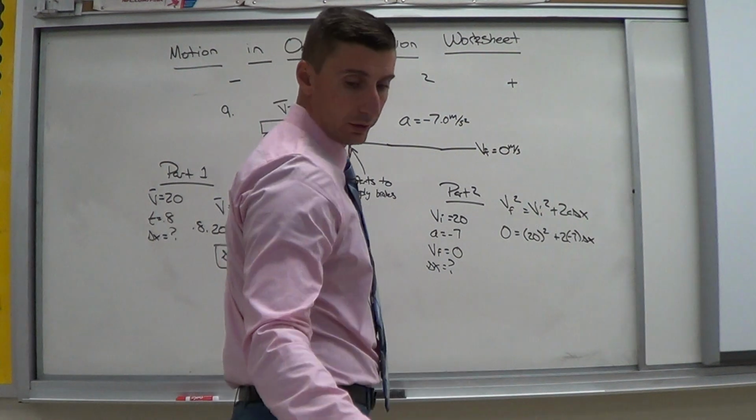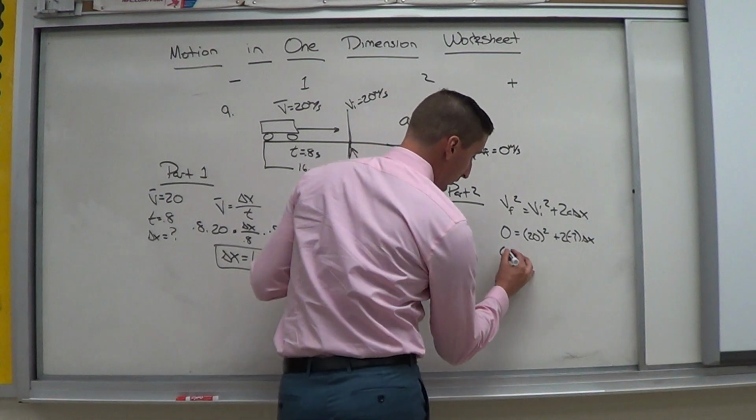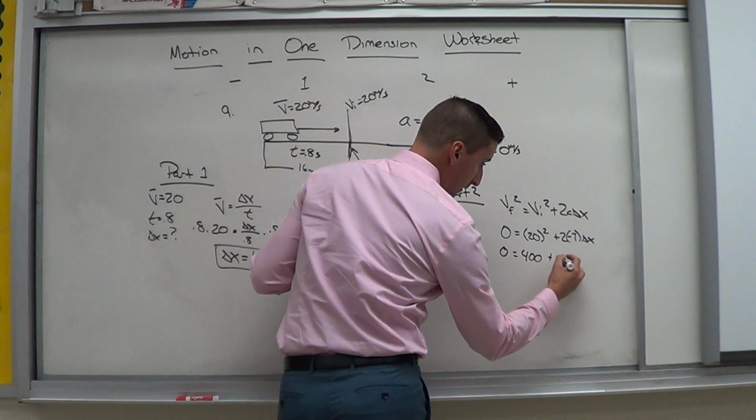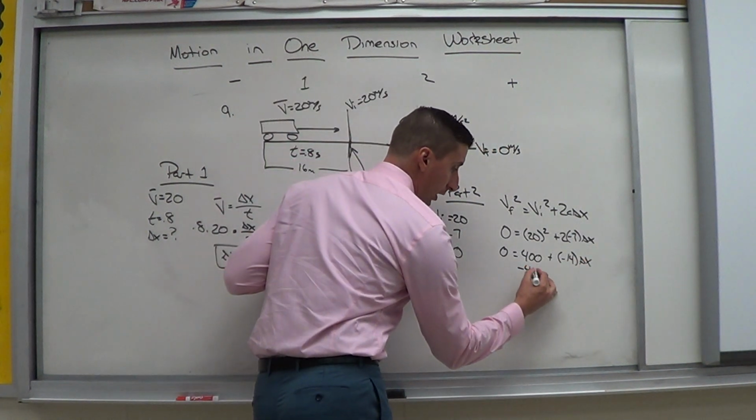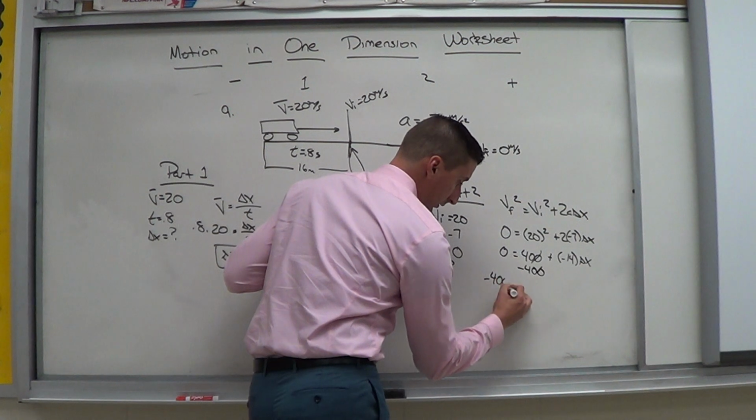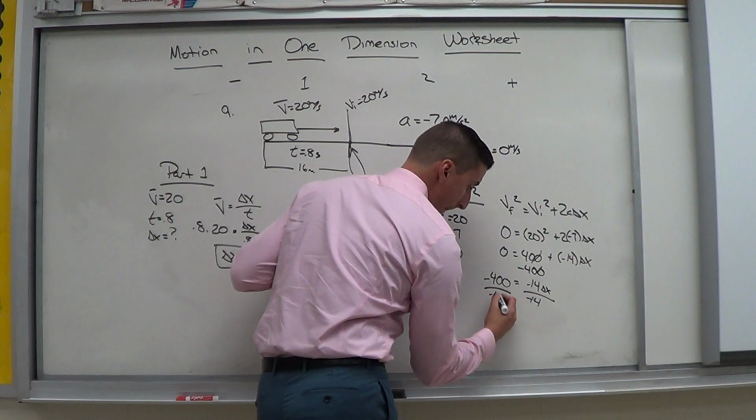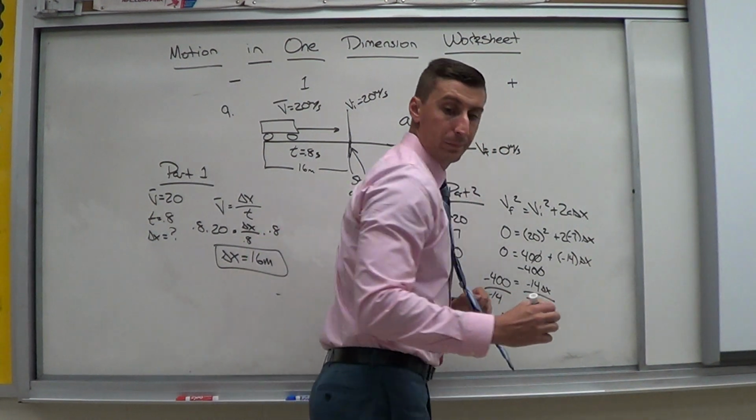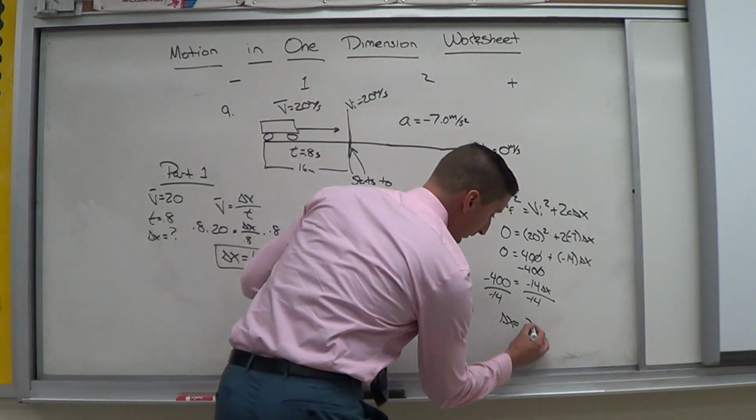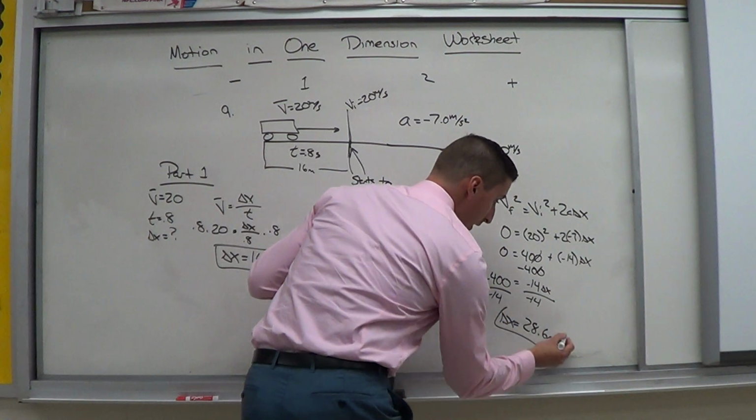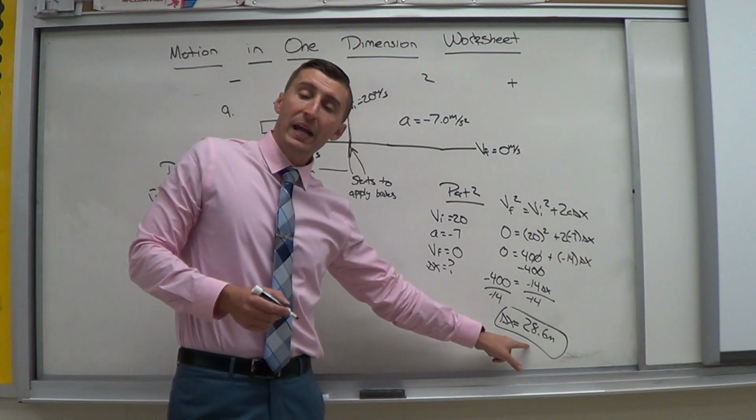20 times 20 is 400. Negative 14 delta x. Solve. I'll subtract 400. Negative 14 delta x. Divide by negative 14. I get 28.6 meters. So once she starts hitting the brakes and slowing down from 20 to 0, she travels 28.6 meters.